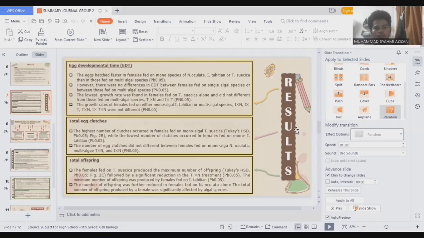So the last result is total offspring. The female fed on T. suecica produced the maximum number of offspring, followed by a significant reduction in the T-multi N treatment. The minimum number of offspring was produced by female fed on I. tahitian. The number of offspring was further reduced in female fed on N. oculata, although the total number of offspring produced by a female was significantly affected by algal species.